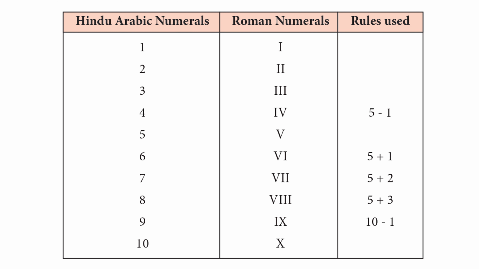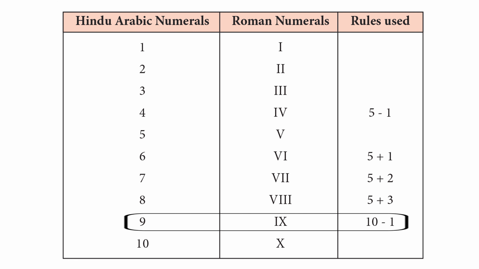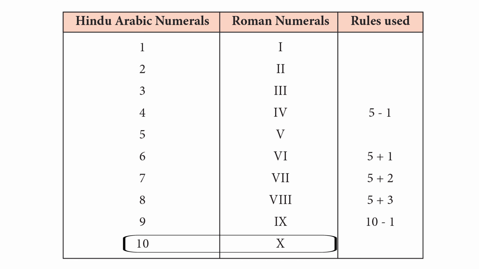Then for 6, 5 plus 1, for 7 it is 5 plus 2 ones, and for 8 it is 5 plus 3 ones. Now again we have reached the end of the road. We can't repeat the ones again. It's repeated thrice. So let's see how to write number 9. Again we use a similar method as for number 4. We write number 10, that is X, and there is a 1 before that. So we follow rule 3, by which you subtract 1 from 10 and you get the answer 9, and that is the symbol we use for 9. Look at 10, easy. X is the Roman numeral for 10.